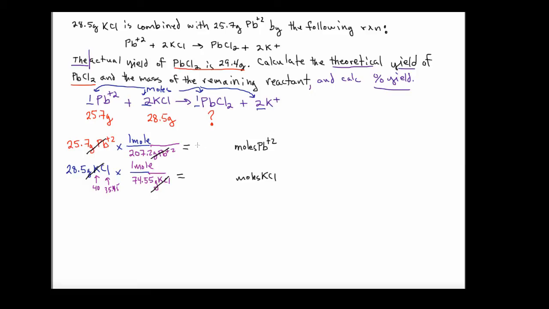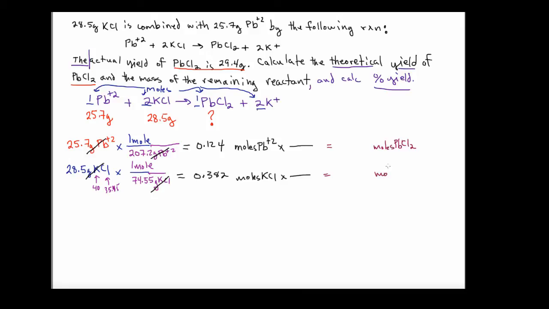All right, so the moles of the lead is 0.124. The moles of my KCl is 0.382. All right, now we're going to go ahead and solve using a ratio from the balanced equation to calculate for the moles of the lead chloride. So moles of the lead chloride, theoretical yield, which is the goal of this, right? Because we need to compare and see which of the two values is the smaller amount.